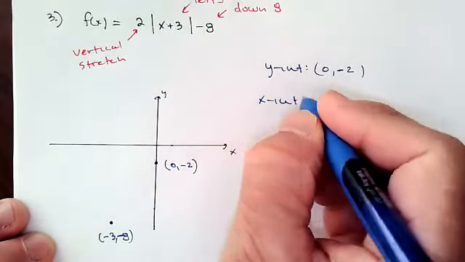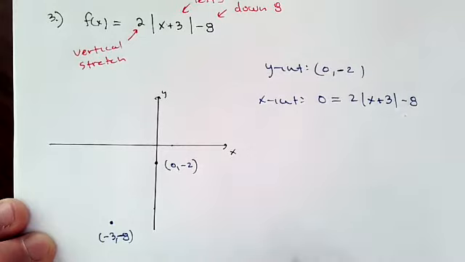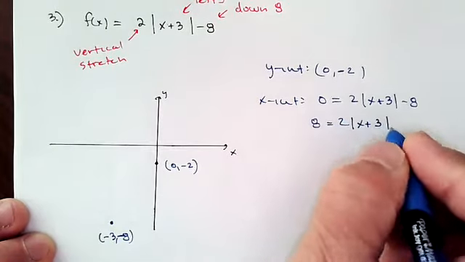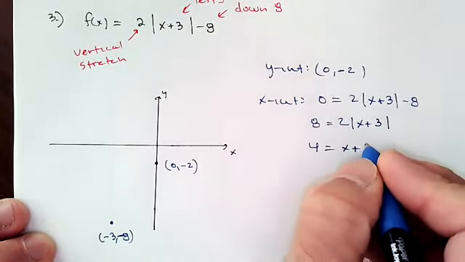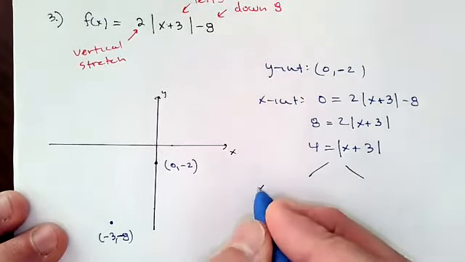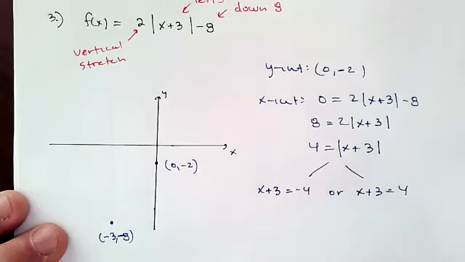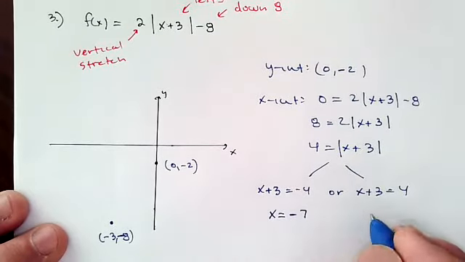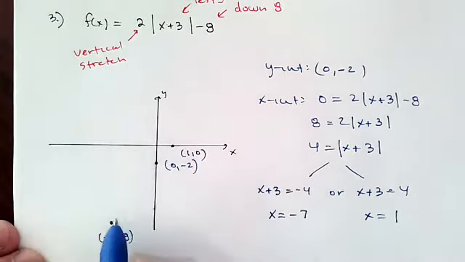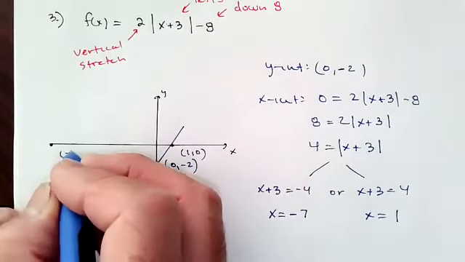And my x-intercepts: setting y equal to 0, I can move the 8 over and divide both sides by 2. And remember, if you've got absolute value of stuff equals 4, there's 2 equations: either x plus 3 equals negative 4 or x plus 3 equals positive 4. So this gives me negative 7, this gives me 1, which makes sense. I should have 2 x-intercepts here. Let me draw this first. I'm going to call this point right here negative 7, 0.